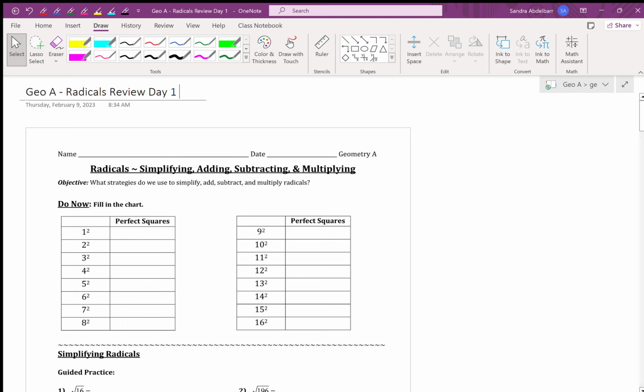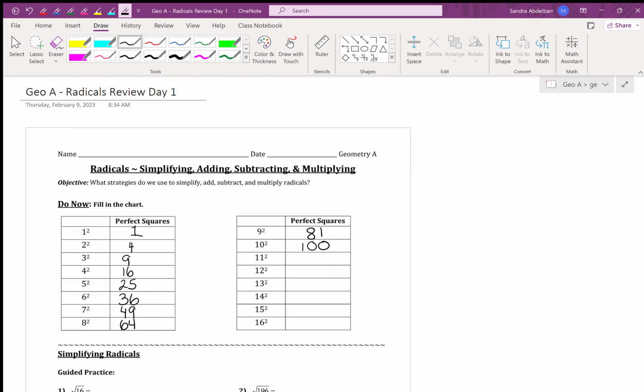1 squared is 1. I love the enthusiasm. 2 squared, 4. 3 squared. 4 squared. 5 squared. 6 squared. 7 squared. 8 squared. 9 squared. 10 squared, 100.